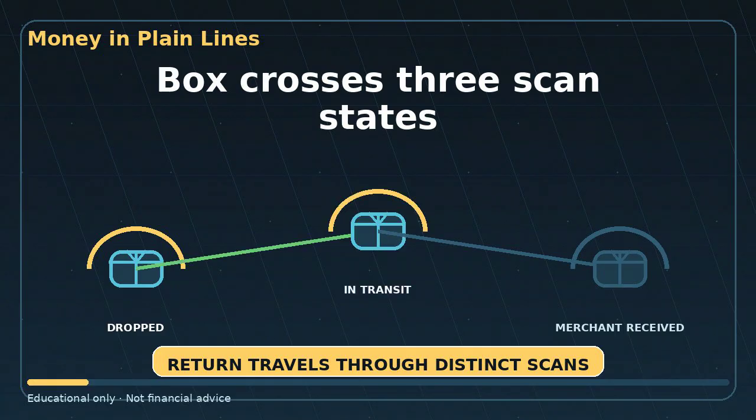A carrier scan describes where the box is. It does not prove that any refund has reached the payment account. Next, the merchant applies the fictional return terms line by line.